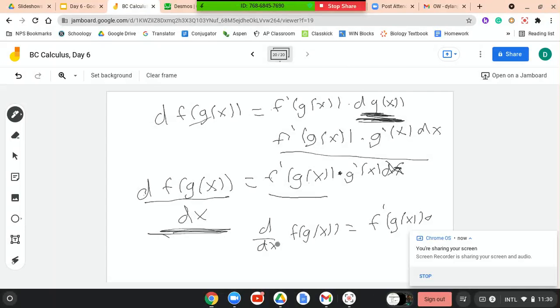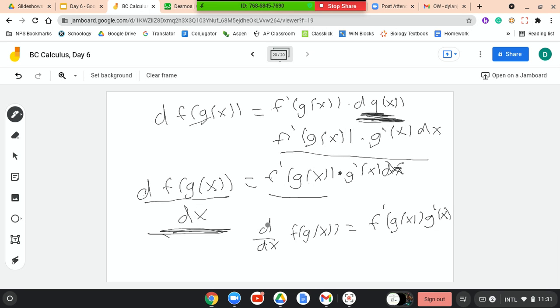All right. This means that the derivative of f of g of x is equal to f prime of g of x times g prime of x. And this is the chain rule. We call it the chain rule. And I hope you at least were able to follow how we derived it.